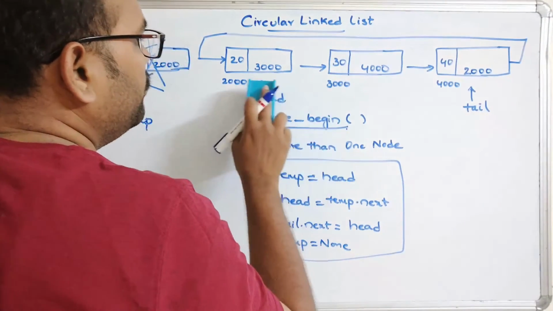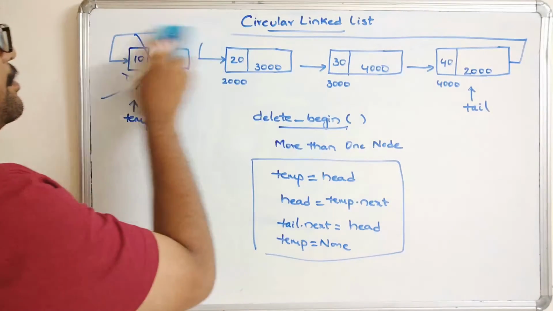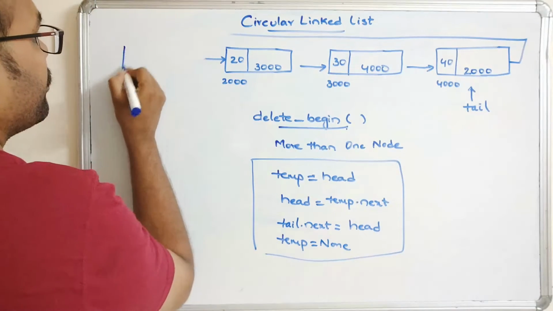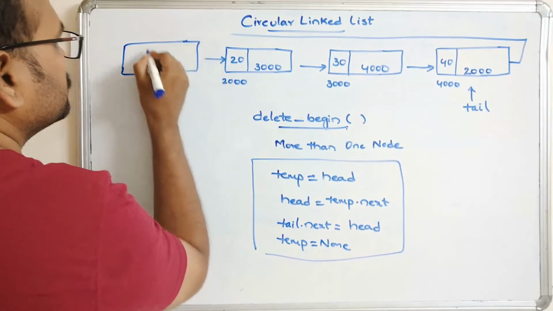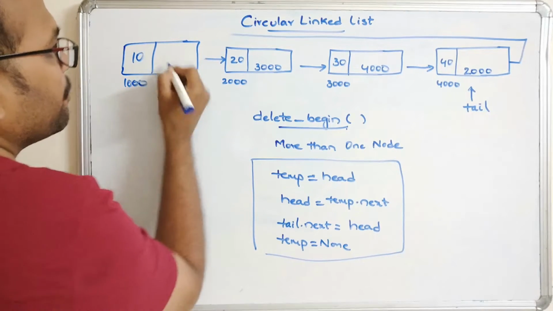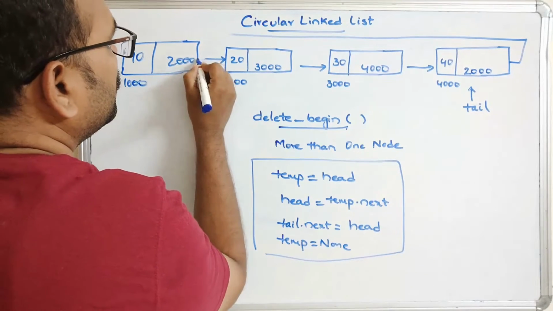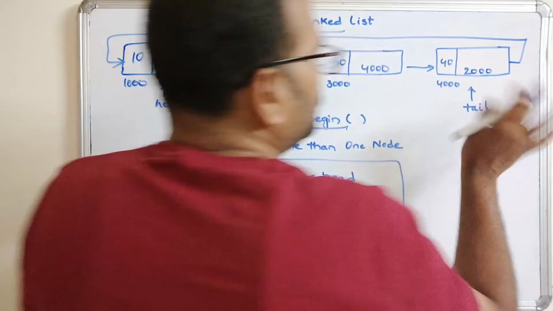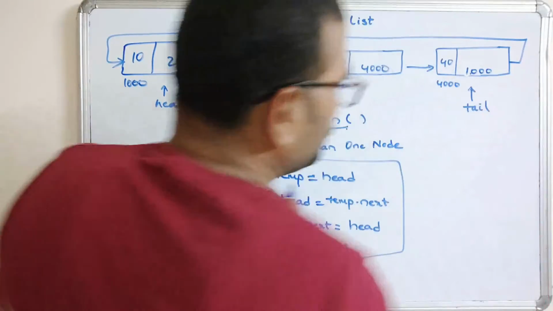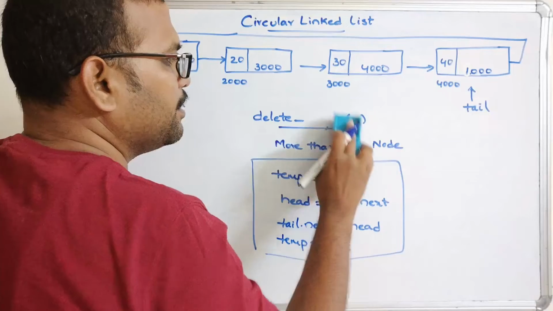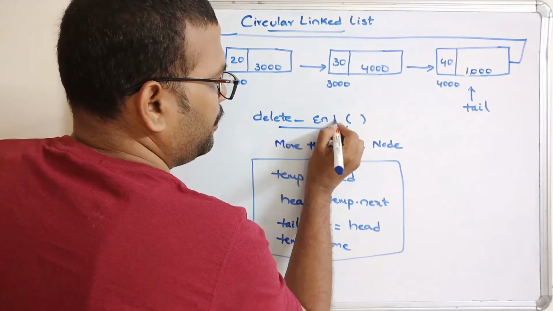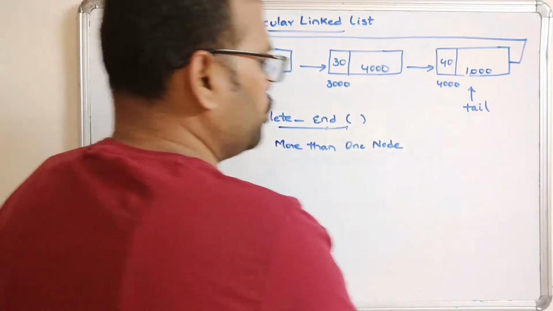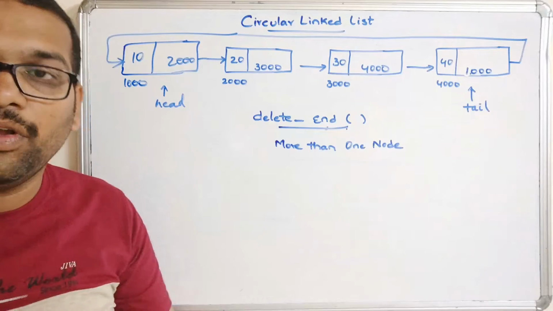Now we'll go with the deletion at end. So this is the head as usual, and this is the tail, and this will be pointing at 1000. Now deletion at end. So this is also more than one node. So if it is more than one node, we need to delete the tail. Okay, we need to delete the tail.